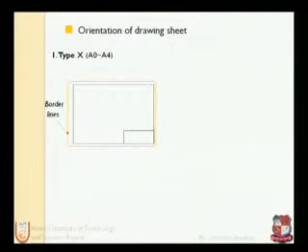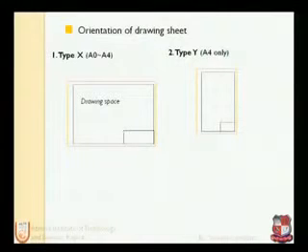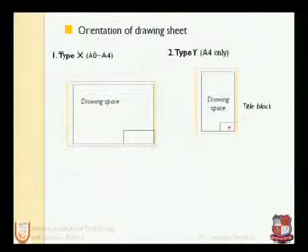This line is called the border line, the border of the drawing sheet. Title block, drawing space, and for A4 size it can be drawn vertically. As you can see on the right hand side, the title block is smaller than the normal one. That size is only for A4.